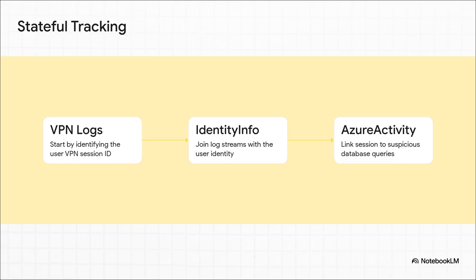For example, you can join a user's VPN logs with their identity info, and then link that over to their Azure activity logs. All of a sudden, you're tracking a specific anomalous VPN session directly to suspicious database queries that happen within 24 hours of that user's creation. You're finally connecting the dots.